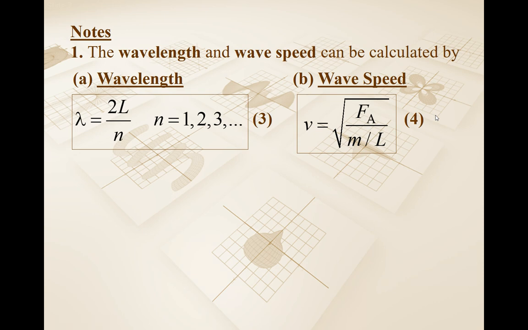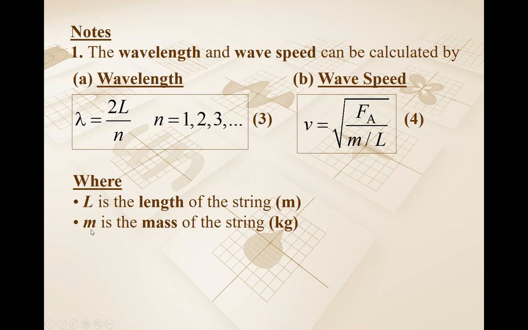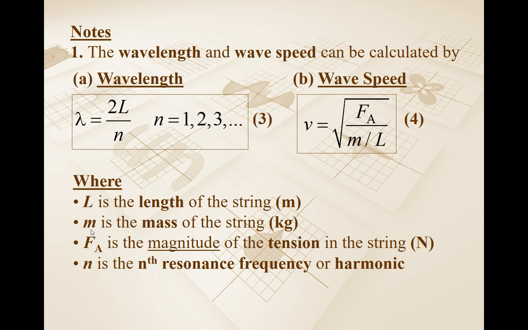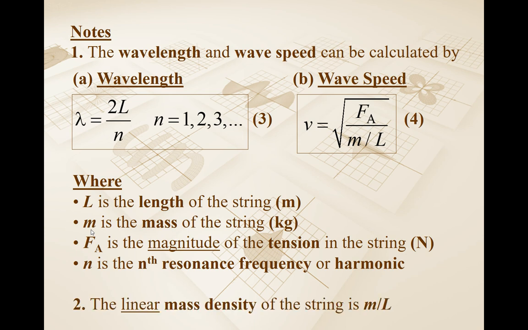Now, we need to clarify what these variables stand for. L represents the length of the string, and the length of the string is in units of meters. m is the mass of the string in units of kilograms. FA represents the magnitude of the tension in the string, which needs to be in newtons. n is going to be a reference to the resonance frequency or harmonic of interest. So if we're talking about the fundamental frequency, the first resonance frequency, n would be equal to 1. If we're talking about the fourth harmonic or fourth resonance frequency, then n would be equal to 4.